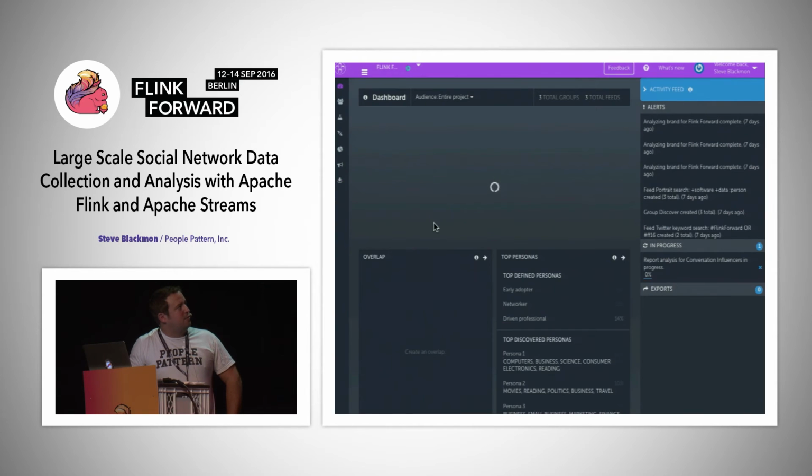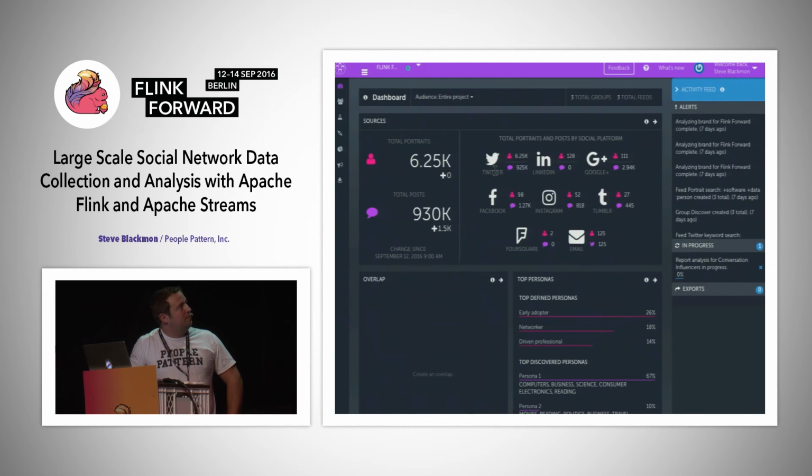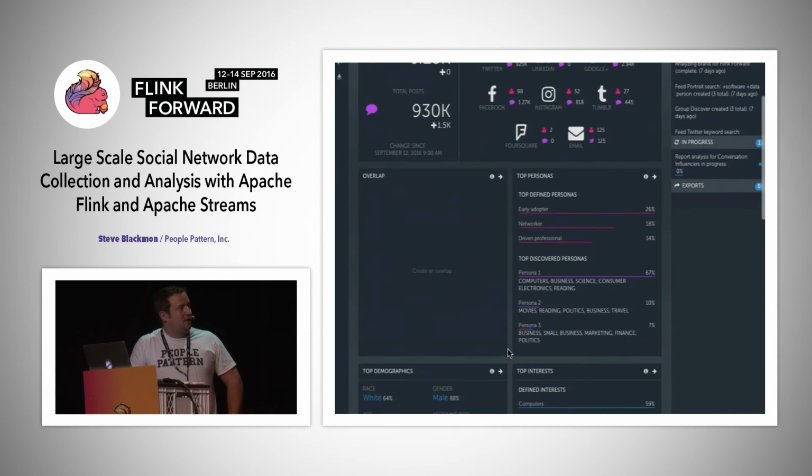And so this is the portrait data set that produced 6.25 thousand individuals. Probably some of you in this room would have been picked up if you've been tweeting or follow Apache Flink. A whole bunch of posts about Flink and then about other things in general. The app puts them into different personas based on some of the language they use. So early adopters, networkers, and driven professionals are the top 3 personas in this project.